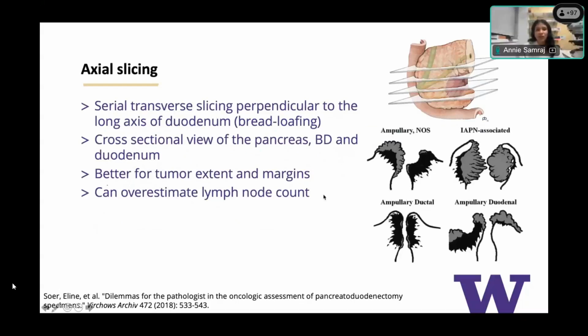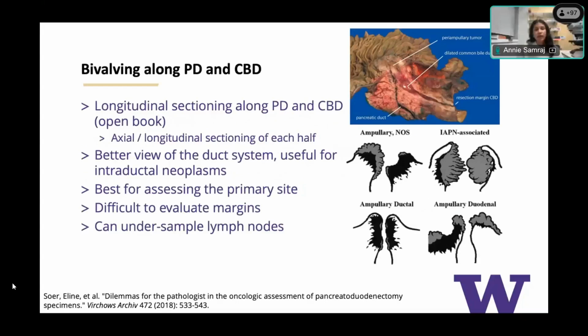Okay, so moving on. So the bivalving along the pancreatic duct and the CBD. So as we said, this is longitudinal sectioning. So you have 2 pages of an open book. And this is a better view of the duct system. And this is better when you're thinking about intraductal neoplasms like an IPMN or any other, or invasive carcinoma arising from an IPMN. And it is also good for assessing the primary site.